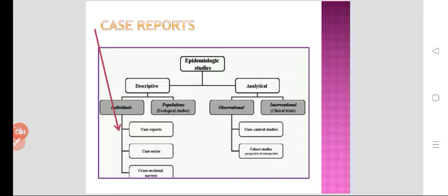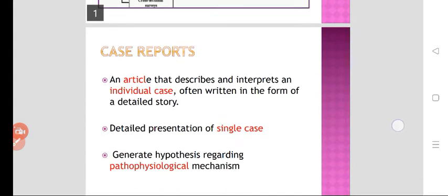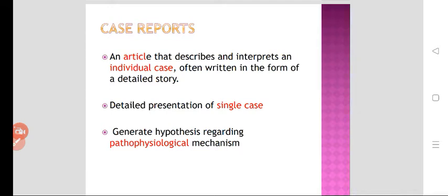So in today's lecture, we are going to concentrate on case reports. A case report is considered an individual study, and it is one of the types of descriptive epidemiological studies. Now, what is meant by a case report? A case report is an article that describes and interprets an individual case.